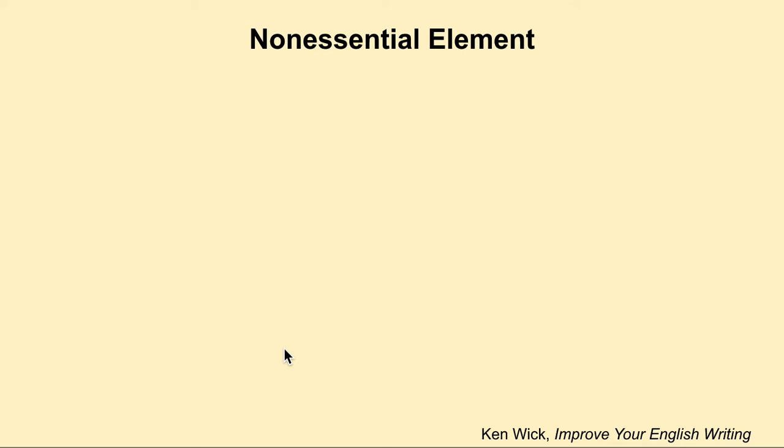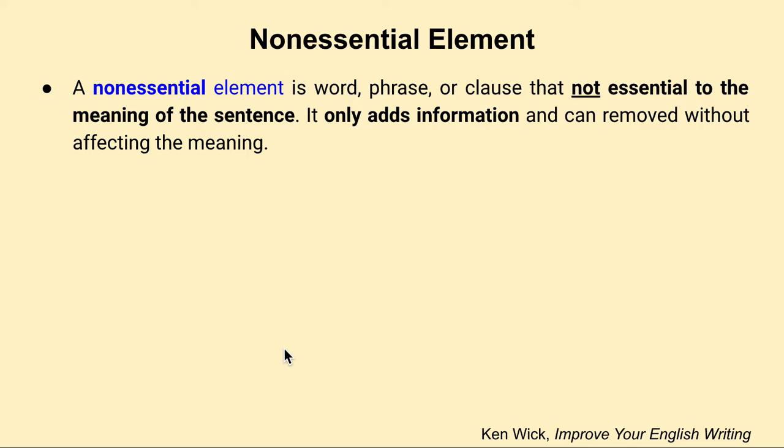So now let's move to a non-essential element. A non-essential element is a word, phrase, or clause that is not essential to the meaning of the sentence. So essential is essential to the meaning. Non-essential, also called non-restrictive, maybe I should put that here. A non-essential element, also called non-restrictive, is not essential to the meaning of the sentence. It only adds information. It could be removed from the sentence without affecting the meaning, believe it or not. So the non-essential, not essential to the meaning, and it only adds information.